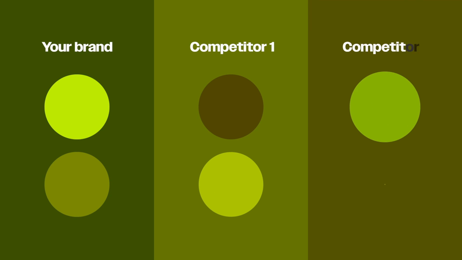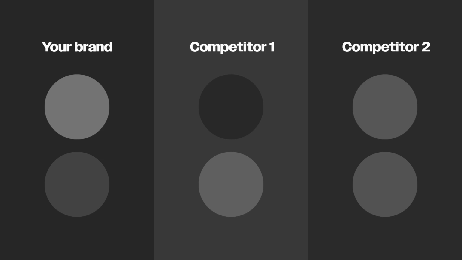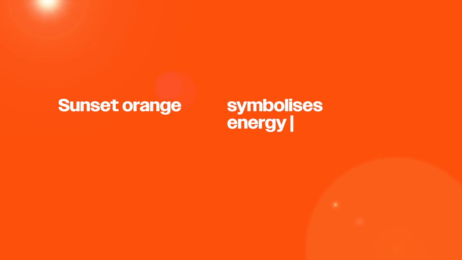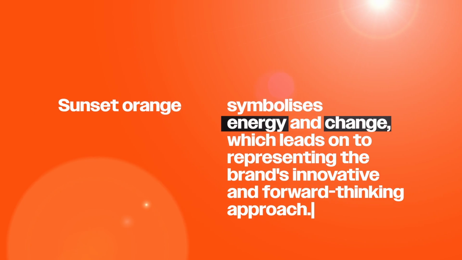We could, and that would be totally fine. But you might determine that the sustainable niche is really oversaturated, and so you might want to steer away from the conventional color schemes. This is exactly where advanced designers make crucial decisions and then lower tier or even AI designers fall short. Instead of the pastel earthy tones that we see pretty much everywhere in this niche, we might opt for a sunset orange as the base color. This vibrant warm color symbolizes energy and change, which leads onto representing the brand's innovative and forward-thinking approach.